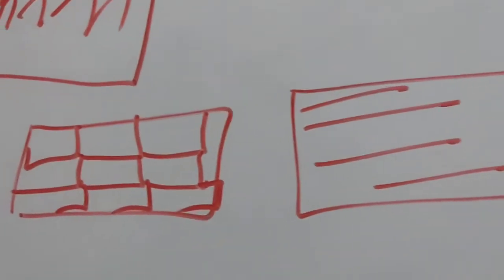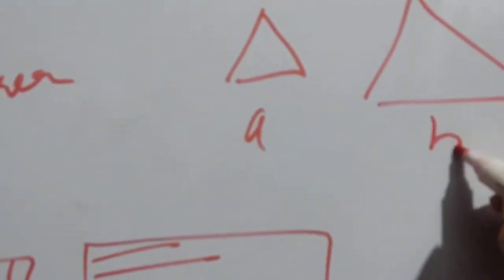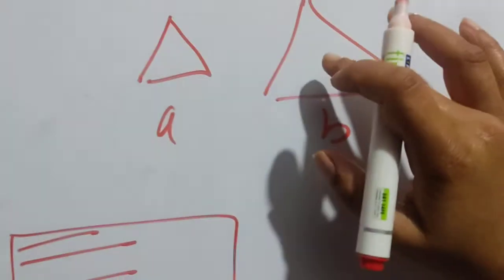Area. Okay, so what is area? The space that is enclosed by a figure. Now if I give you these two shapes, tell me the area of which shape is bigger, A or B? Obviously B, because it is bigger.